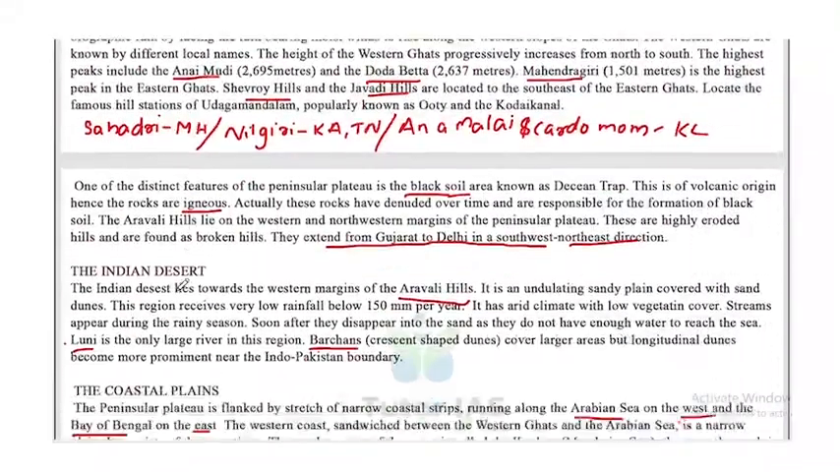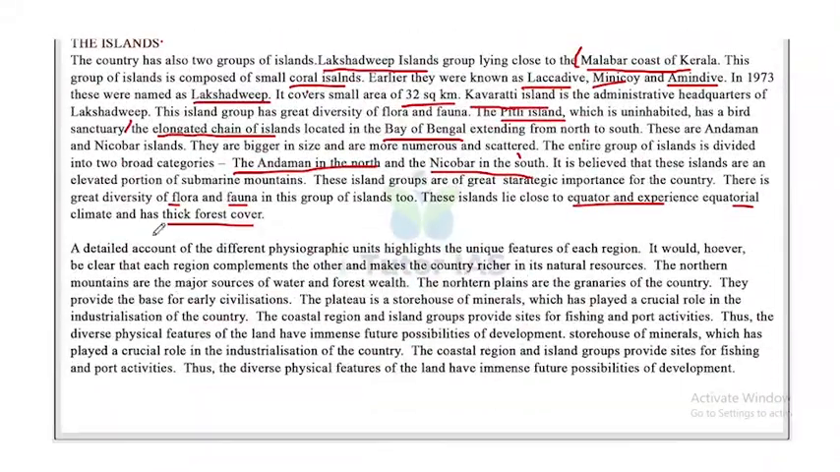Now, in conclusion, a detailed account of the different physiographic units highlights the unique features of each region. It would, however, be clear that each region complements the other and makes the country richer in its natural resources. The northern mountains are the major source of water and forest wealth. The northern plains are the granaries of the country. They provide the base for early civilization. The plateau is a storehouse of minerals which has played a crucial role in the industrialization of the country.